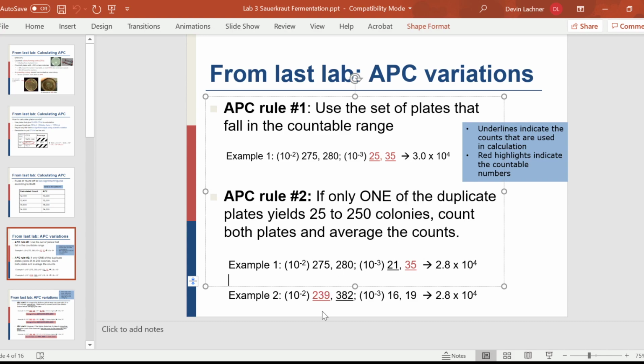Okay, so for this example, the one that falls within the countable range is in the lower dilution, 10 to the negative 2. So when you get that average, you're just going to be using these two numbers. You don't use the other dilution factor, okay? Since there's none within the countable range, we don't use it. So it's just going to be based off this number.